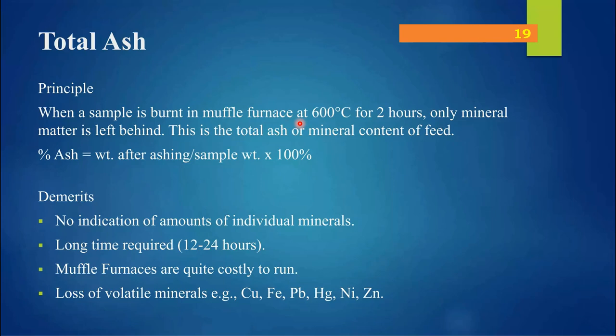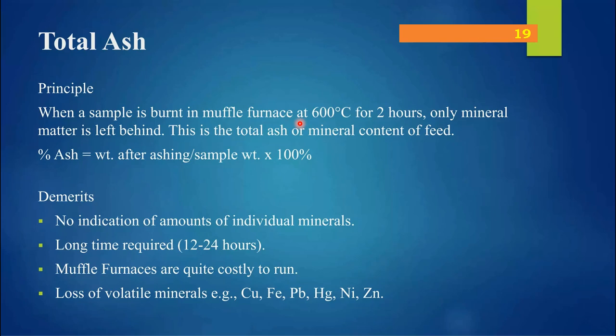For example, copper is lost while we calculate the total ash content, whereas Fe or iron, Pb means lead, Hg mercury, then nickel, then zinc, all will be lost at that very high temperature. In the muffle furnace, you might have seen that we cannot keep more than 100 to 200 grams, or sometimes a maximum of 1 kg of the sample. So this is a costly technique.